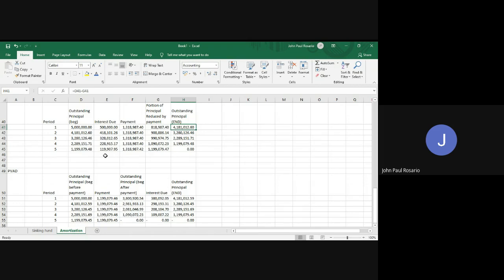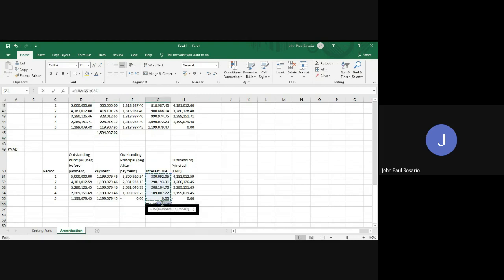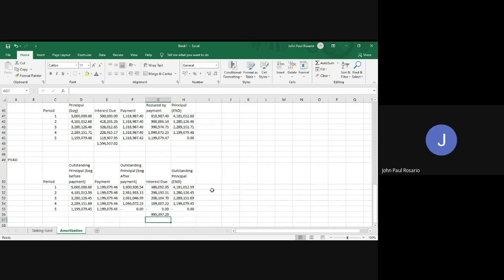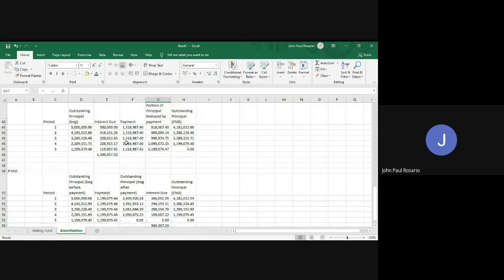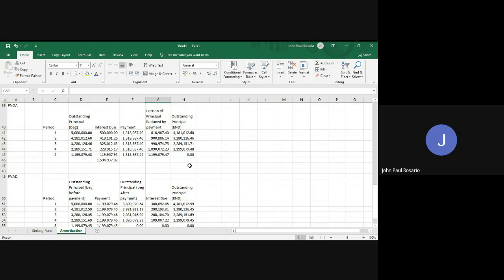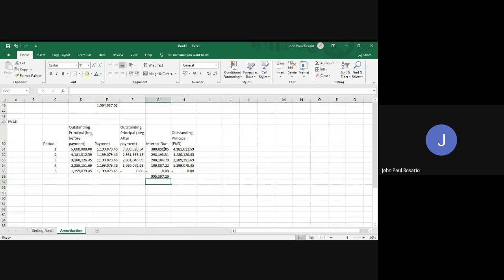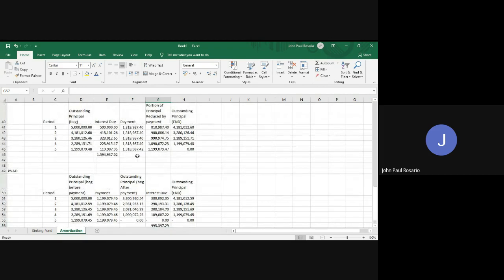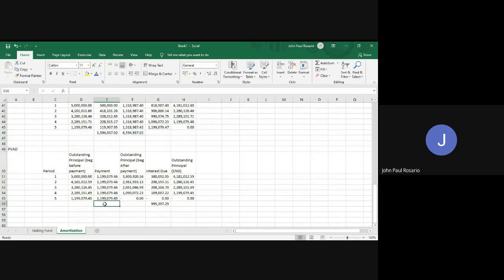However, your interest due, which is your interest expense, for ordinary annuity is actually greater as compared to annuity due. Because for ordinary annuity, you'll be paying interest for 5 years, while for annuity due, you'll only need to pay for about 4 periods. On the other hand, your payment for ordinary annuity is higher as compared to your payments for annuity due.